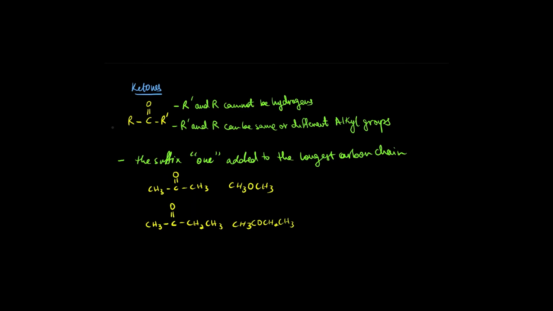Now in ketones, this is the functional group, R C double bond O R prime, where R and R prime cannot be hydrogens. R and R prime must be the same or different alkyl groups, and the suffix is "-one". It's "-one" because when you see it in the name, it'll be pronounced as "-one", right? So there's actually a dash over here, so it will be pronounced as "-one". The suffix "-one" must be added to the longest carbon chain. So now the first ketone is this and the second ketone is this, right? So let's just name these ketones and then we will understand it.